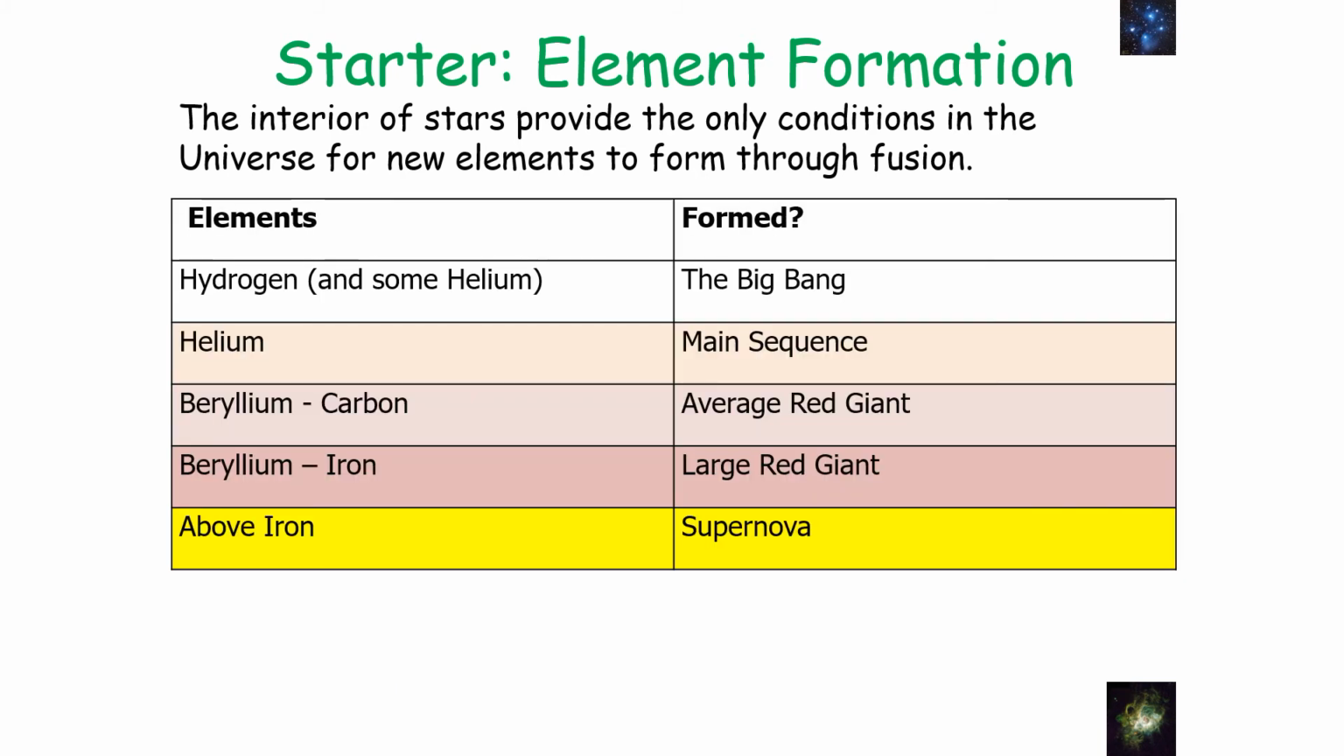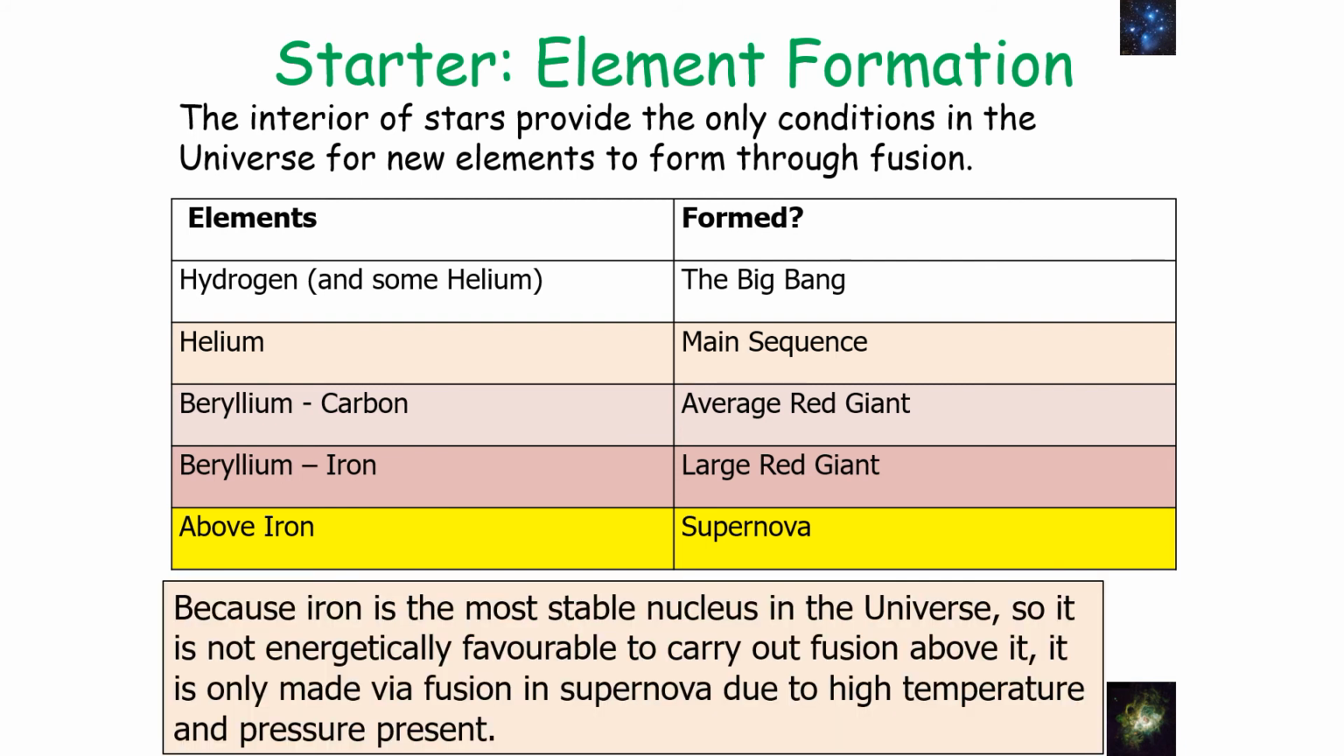Hydrogen and some helium was formed at the Big Bang. Helium can be formed in the main sequence stage of a star's life cycle. Beryllium up to carbon will be formed in an average red giant. Beryllium up to iron will be formed in a large red giant, and everything above iron is formed in a supernova.